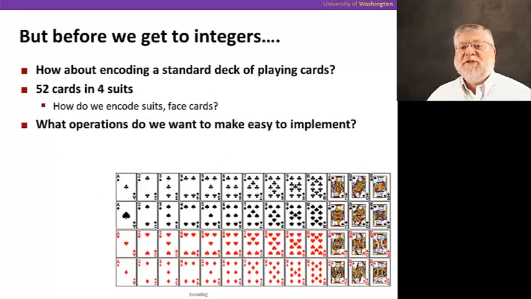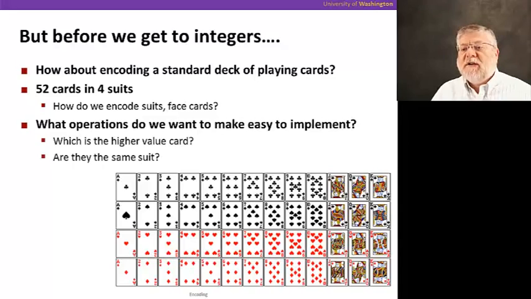But before we get to integers, I just wanted to talk about encoding problems in general. So suppose we have a 52 card deck, the typical playing card setup with 13 cards of each suit, organized into 4 different suits, and we want to figure out how to represent these in binary numbers. How do we use zeros and ones to represent all these cards?